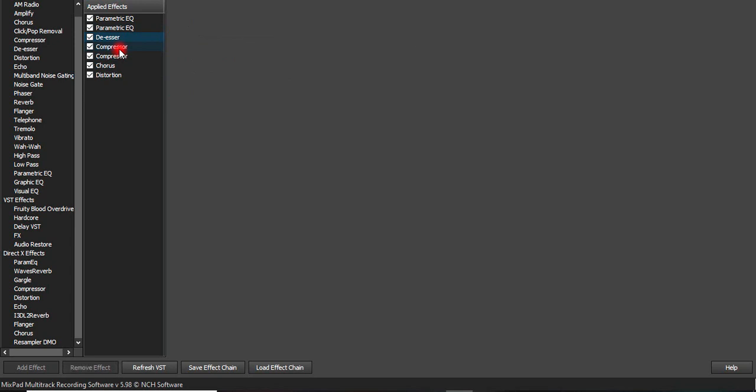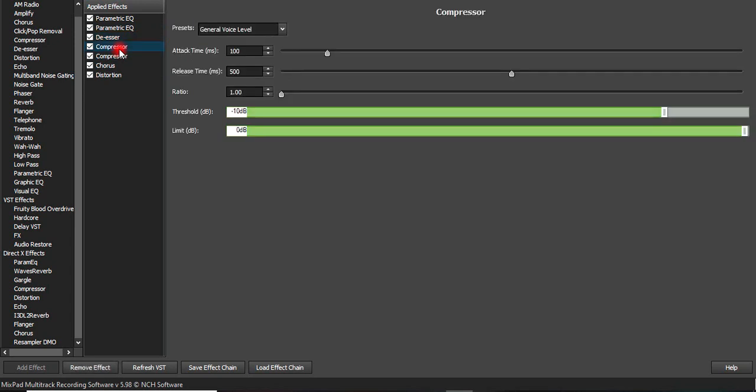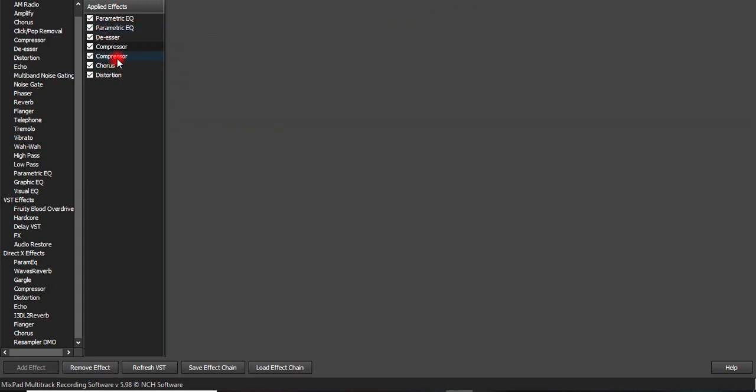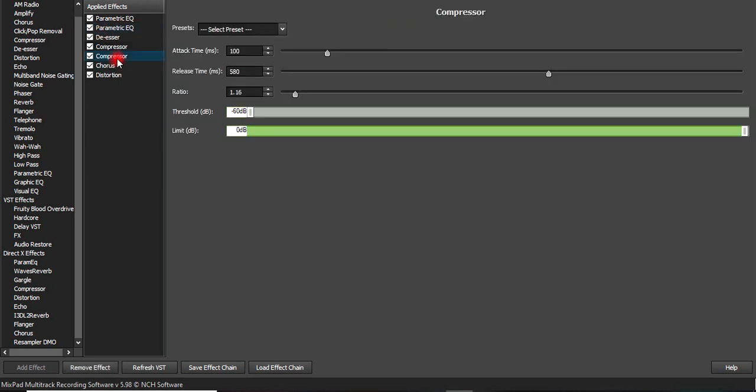Then we go to our compressor. The compressor is one of the most important things you need to master before anything. So for my compressor, I just go straight to the general voice level. This is what I did for my first compressor.